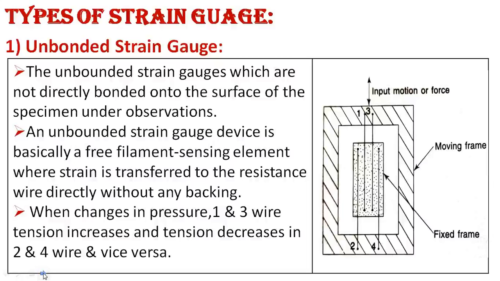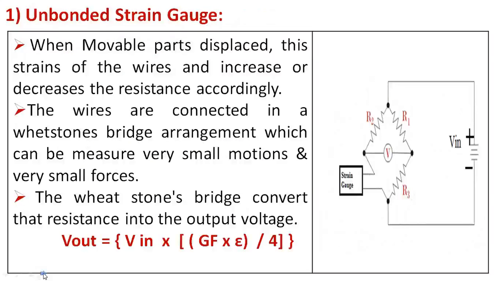So when the pressure changes in the diagram and the tension in wires 1 and 3 increases, the tension in wires 2 and 4 decreases, and vice versa. Means if the tension in 1 and 3 increases, then the tension in wires 2 and 4 decreases, and when the tension in wires 1 and 3 decreases, then the tension in wires 2 and 4 increases. So that is the working of the unbonded strain gauge.